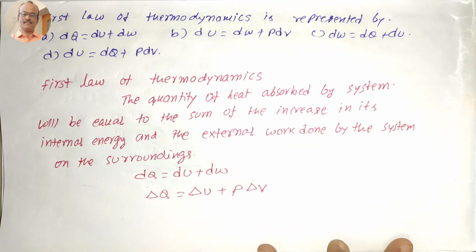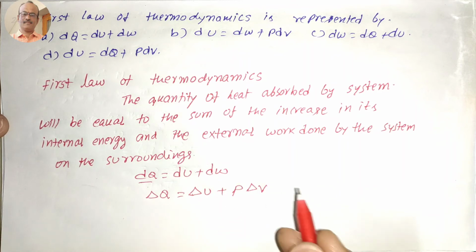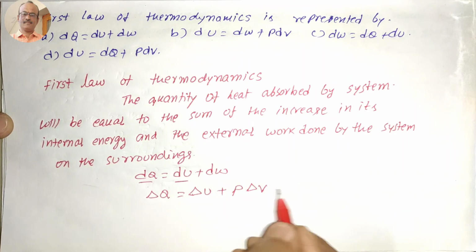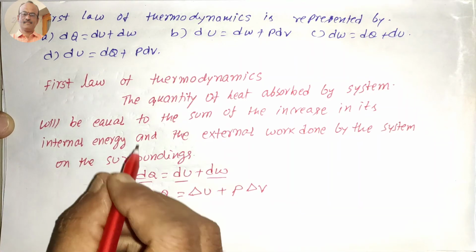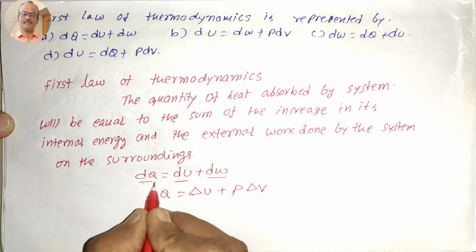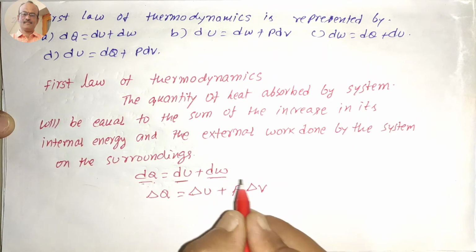Now question number 28. The first law of thermodynamics is represented by, A, B, C, D options are given. First of all, what is meant by the first law of thermodynamics? The first law of thermodynamics states that the quantity of heat absorbed by the system is equal to the sum of the increase in its internal energy and the external work done by the system on the surroundings. Once again, the quantity of heat absorbed by the system is equal to the sum of the increase in internal energy and the external work done by the system on the surroundings.